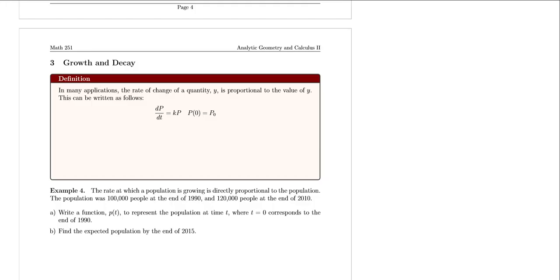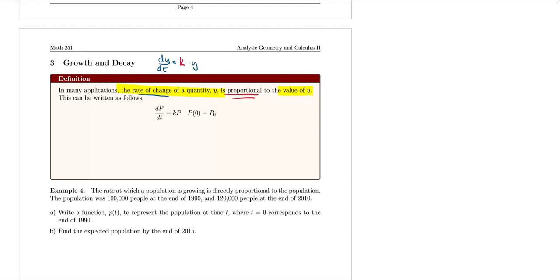Alright, so let's take a look at our first type of application problems, which deal with continuous growth and decay. Now, in many applications, the rate of change for a quantity y is proportional to the value of y. What this is telling us here is that the rate of change, dy dt, is proportional, so we know that we need to include a k value. It's proportional to the value of y.